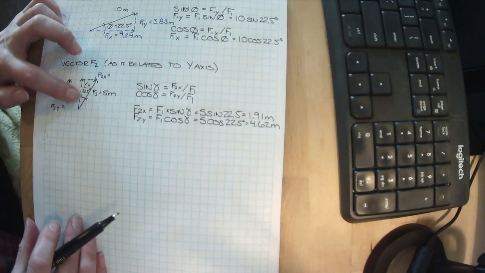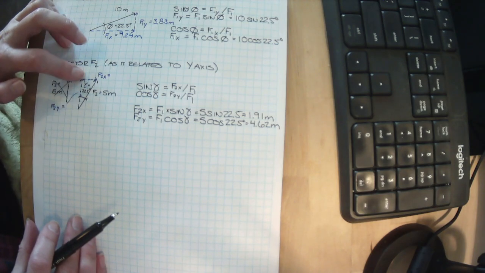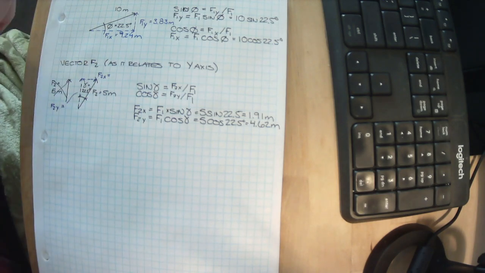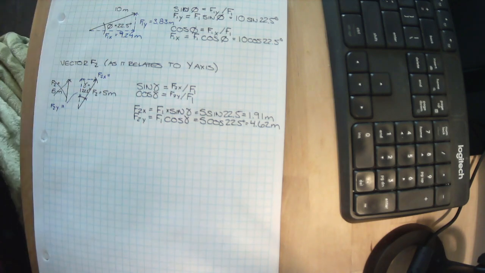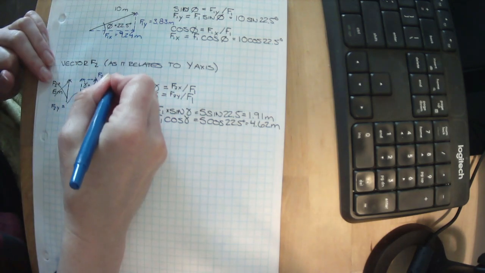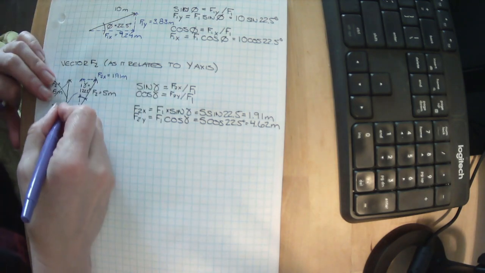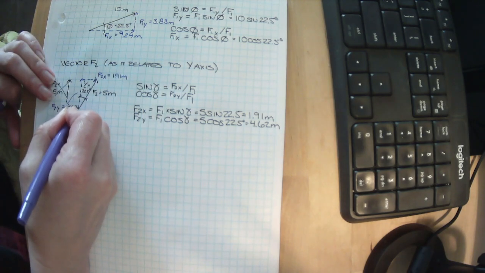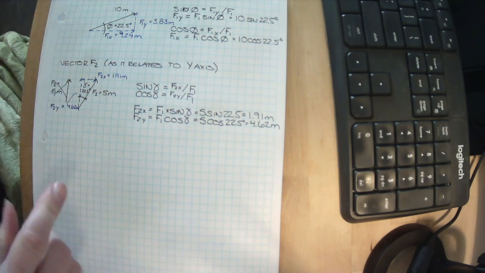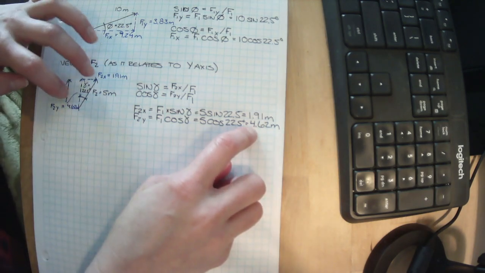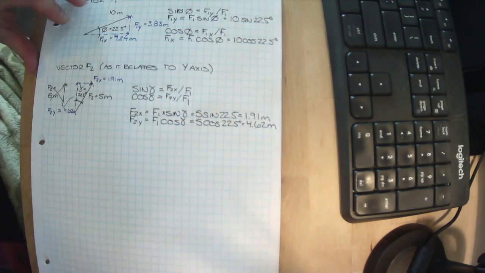Let's take a look at this. It looks like F2y should be bigger than F2x. Let's write these values in. We have 1.91 meters and 4.62 meters. So that looks like these numbers match roughly what we had estimated.